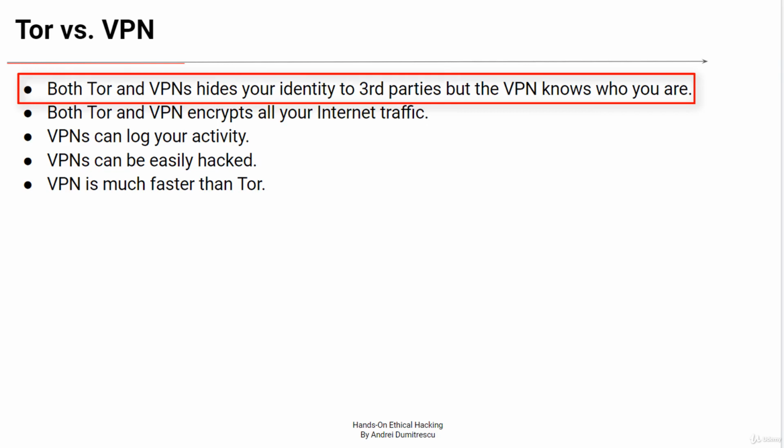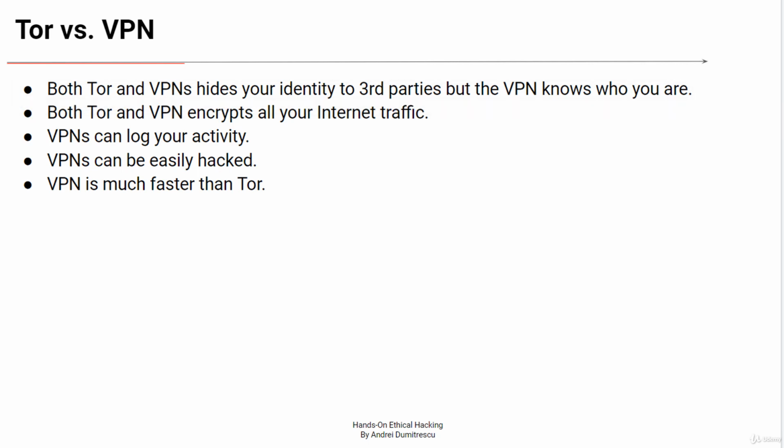Both Tor and VPNs allow you to access the internet anonymously by hiding your real identity, which is your public IP address. However, the VPN service knows your real identity, which is not applicable to Tor.